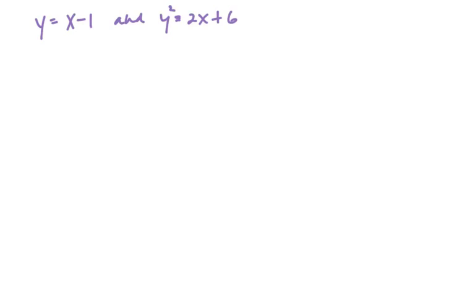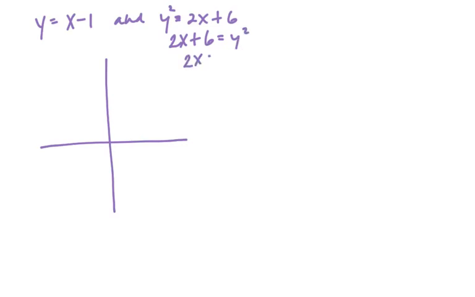Now, we know that y squared is a parabola, but it's sideways. Let's start with that one. So let's solve this for x. So 2x plus 6 equals y squared. So 2x equals y squared minus 6. So x equals 1/2 y squared minus 3. Oh, I said y, but I didn't write it. 1/2 y squared minus 3.